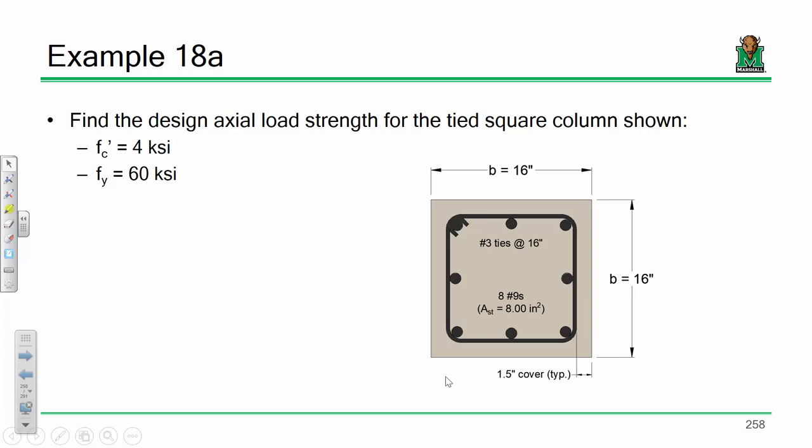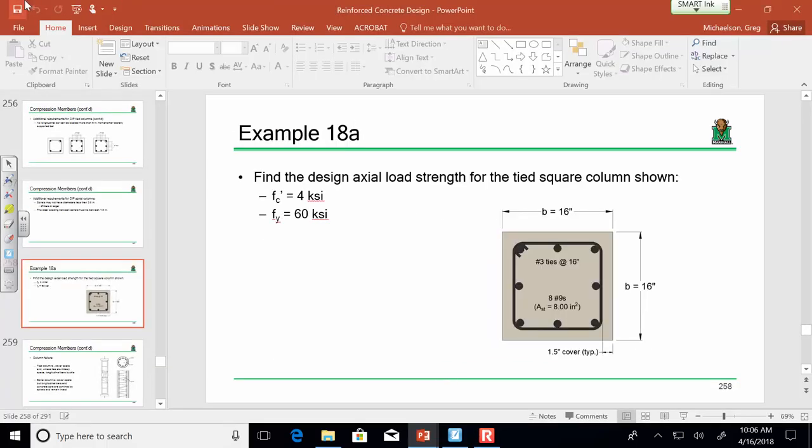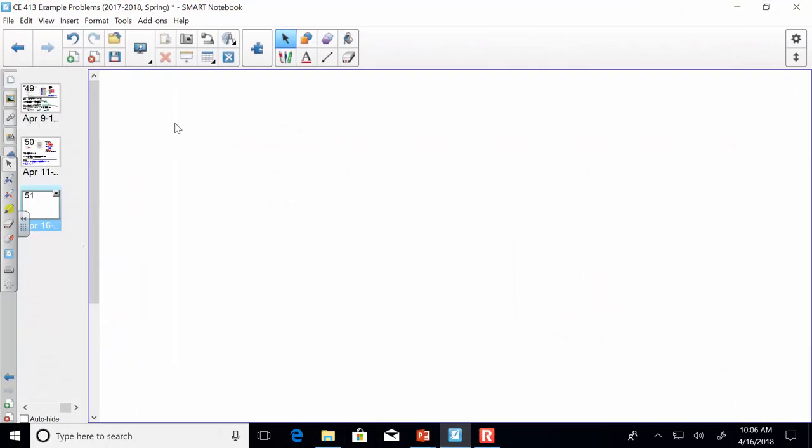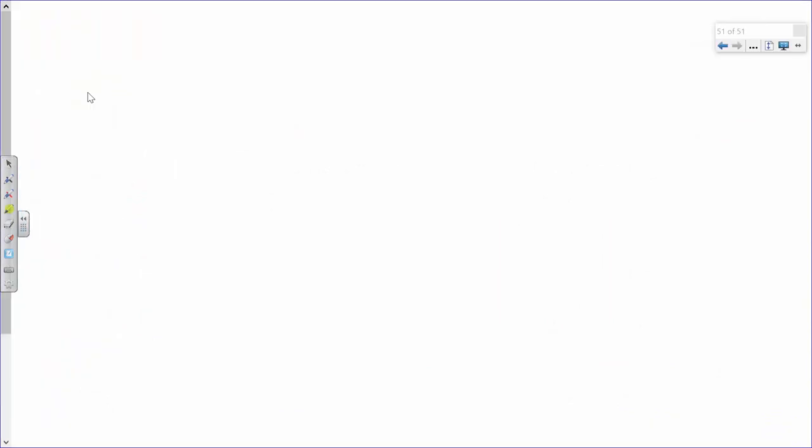But let's look at this problem. Let's start off by computing the capacity and then get into the detailing checks. So, example 18A. Let's look at some parameters. Okay, so we have f'c is 4 ksi, fy is 60 ksi.